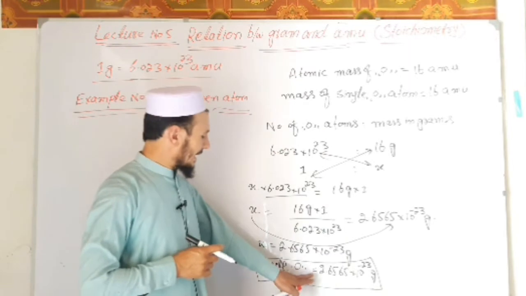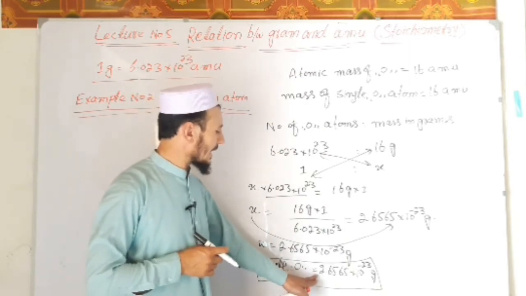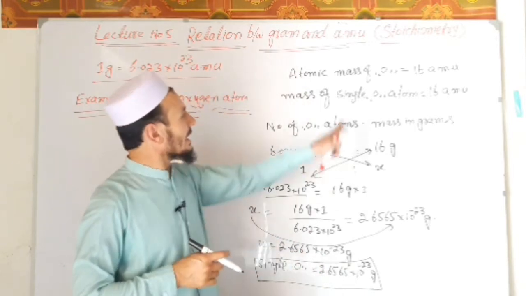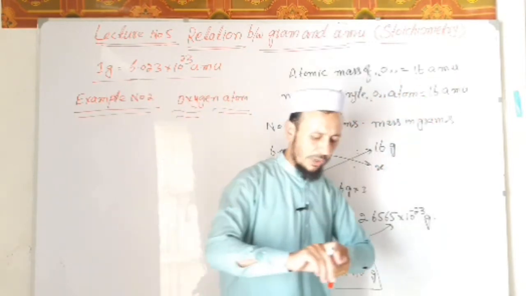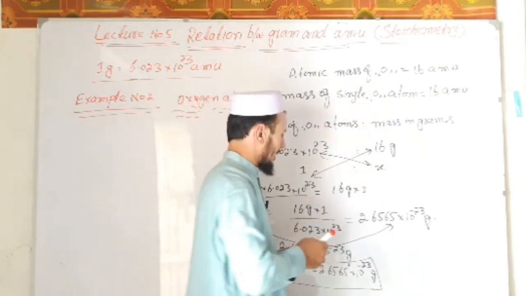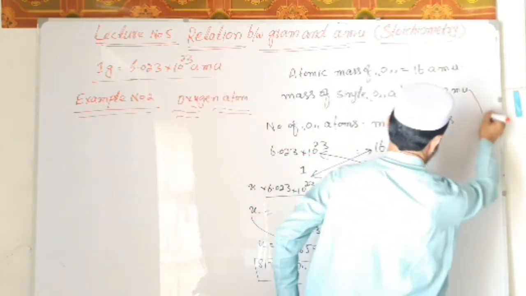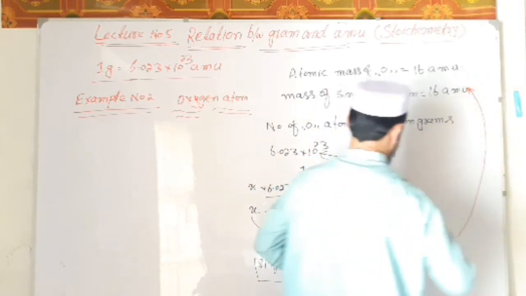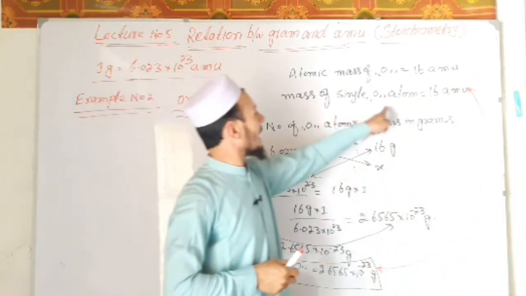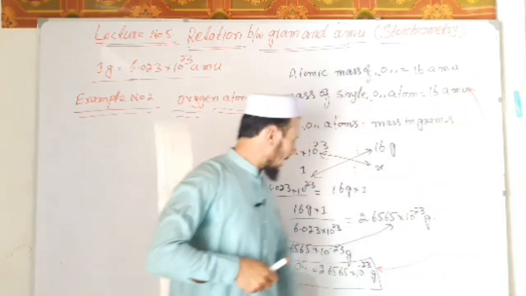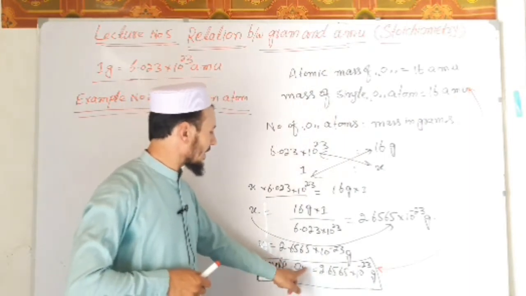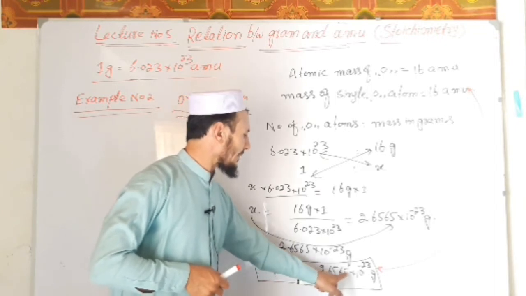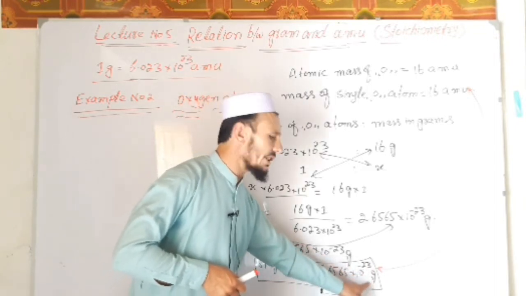It means that the mass of a single oxygen atom in gram is equal to this one, and the mass of a single oxygen atom in a.m.u is this one. So what does it mean? Dear students, if you look at this relationship, the mass of a single oxygen atom in a.m.u is equal to 16 a.m.u, and the mass of a single oxygen atom in grams is equal to 2.6565 multiplied by 10 raised to the power of minus 23 gram.